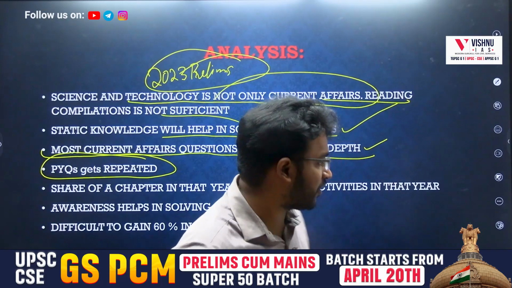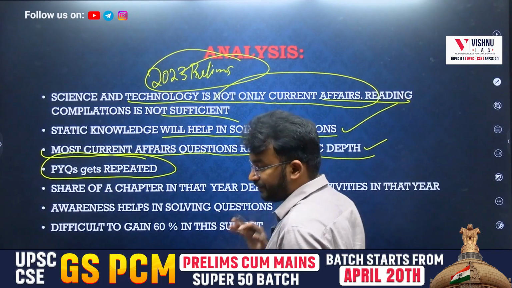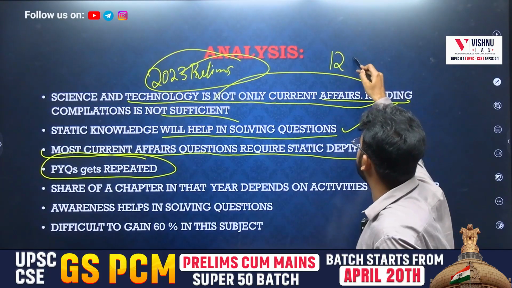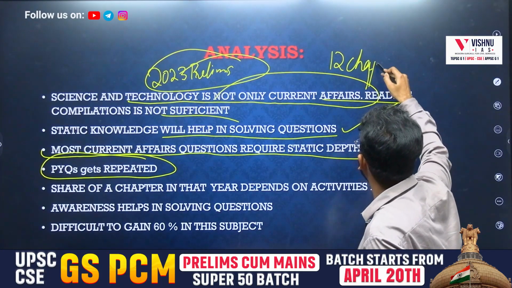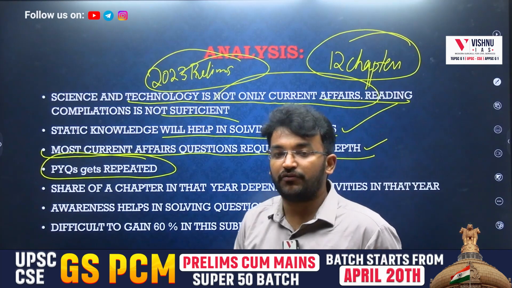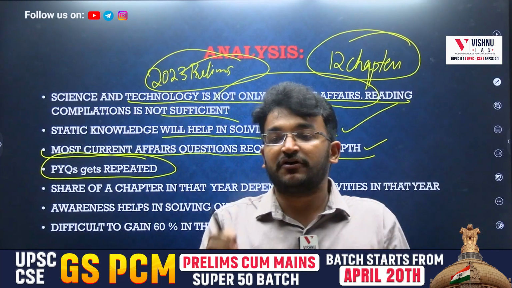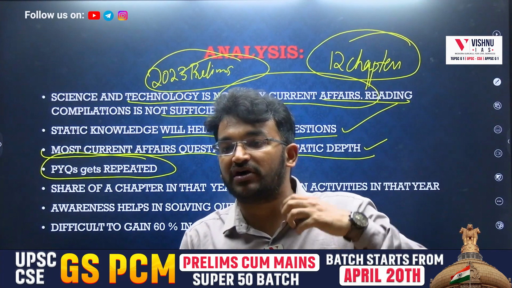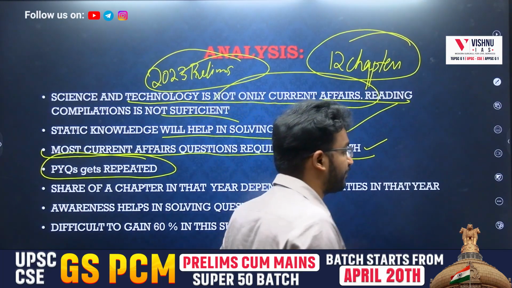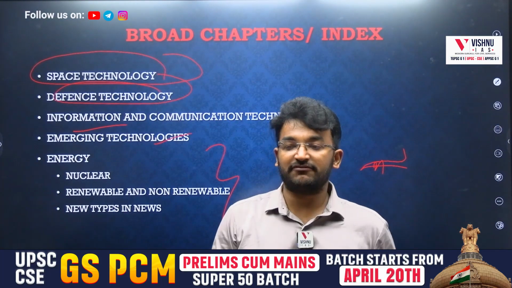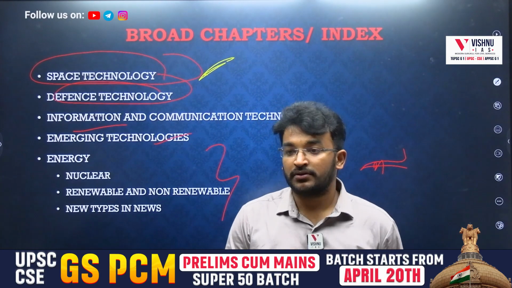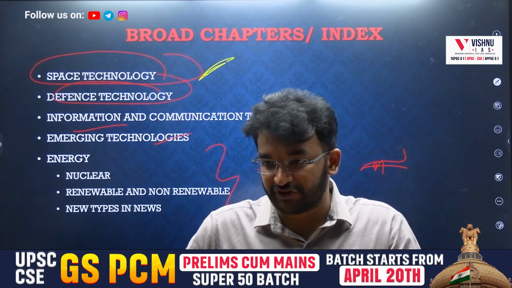Right. Okay. Now, further, I had shown you that science and technology can be divided into 12 chapters. Right. Now, what are these 12 chapters? First of all, what is science and technology and what type of things will we be discussing in it? We can see this now. So, first, one of the major chapters is space technology. Now, what type of things will be there here?